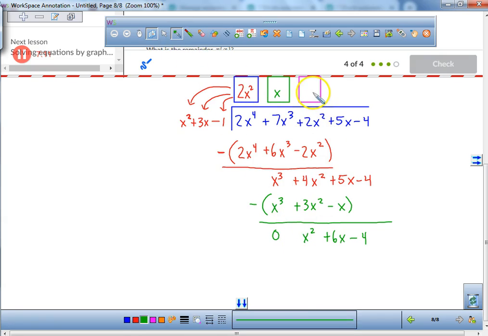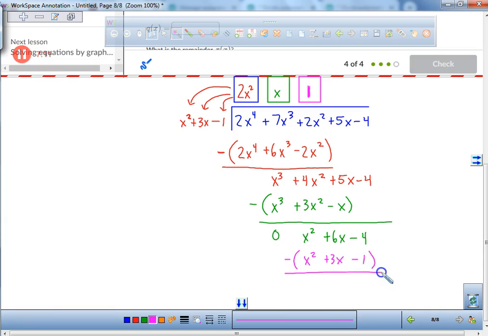What number can I multiply by x squared to get to an x squared? 1, right? So I know I got to put a 1 right there in that box. 1 times x squared is x squared. 1 times 3x is 3x. 1 times a negative 1 is a negative 1. But what do I got to do once again?